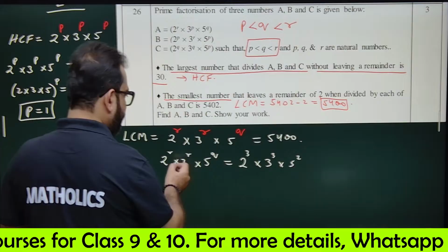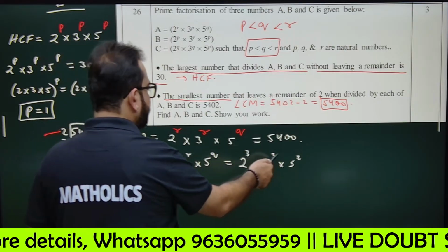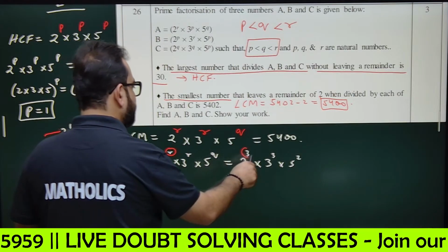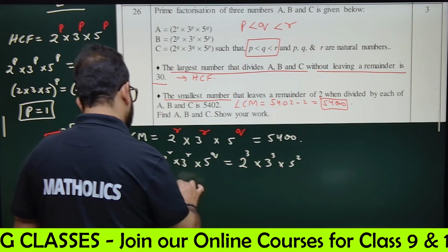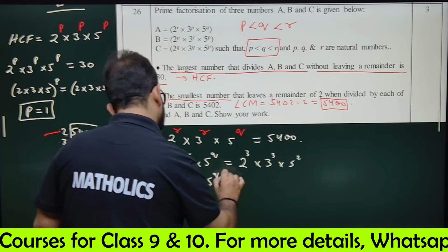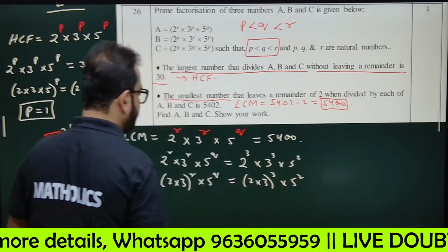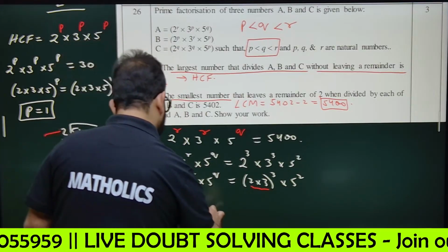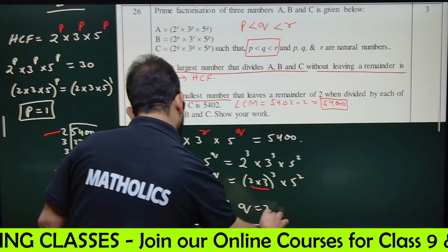It is 2 into 3. Just compare it. 2 raised to power r, 2 cube, 3 cube. R will be comparable with 3. Yes or no? Compare both sides. Or you can write it like this also: 2 into 3 raised to the power r into 5 raised to power q equals 2 into 3 raised to power 3 into 5 square. Keep on copying, right? So 2 into 3 is common. So R equals 3. Comparing both sides, R equals 3 and Q equals 2. So these are the values.